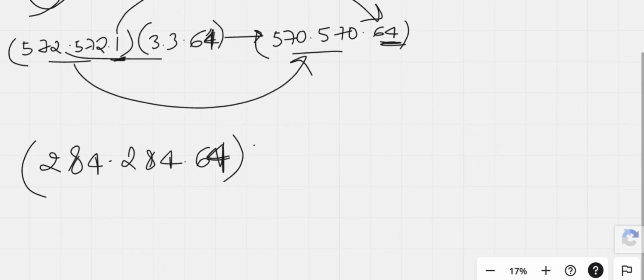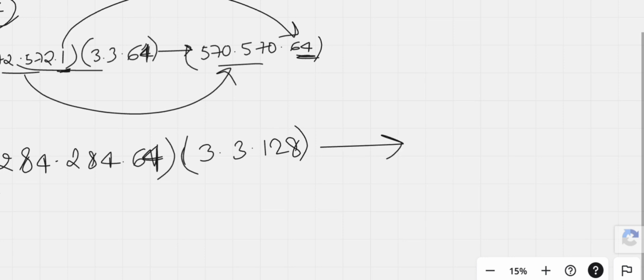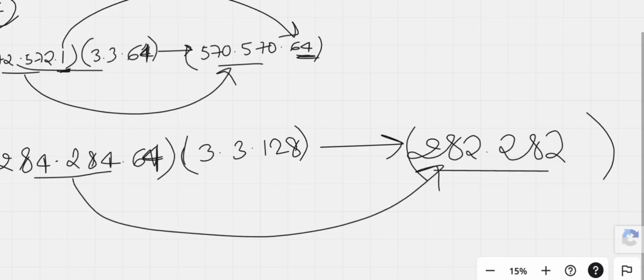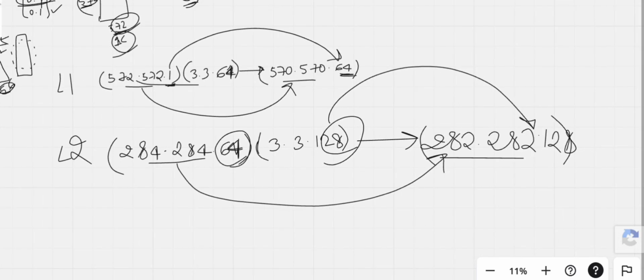And now we apply the filter convolution layer, 3 cross 3 by 128, the number of channels. What will be the output? 282 cross 282, the spatial dimensions must decrease, right? From 284 to 282. Now will it be 64 or 128, the number of channels in the output? Obviously it will be 128. Yes.